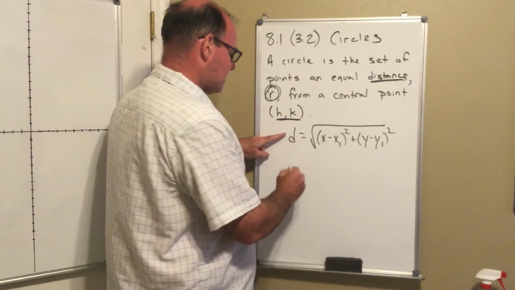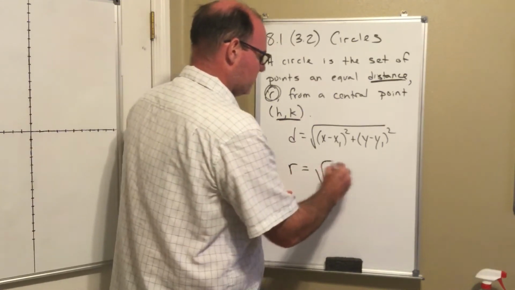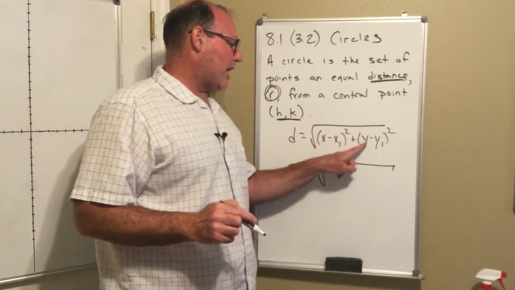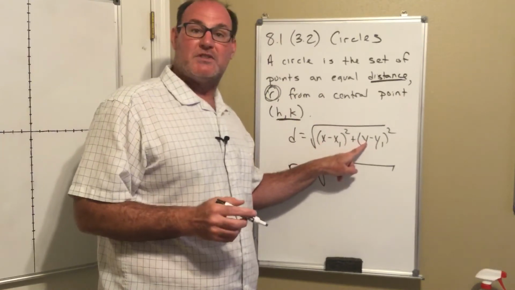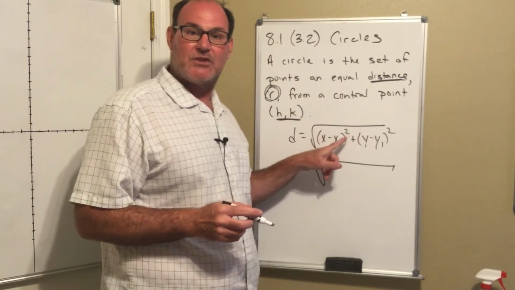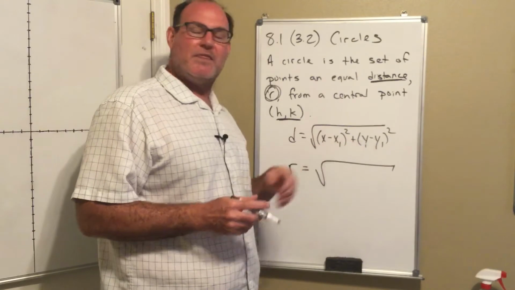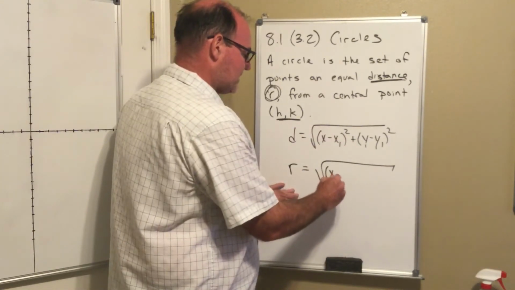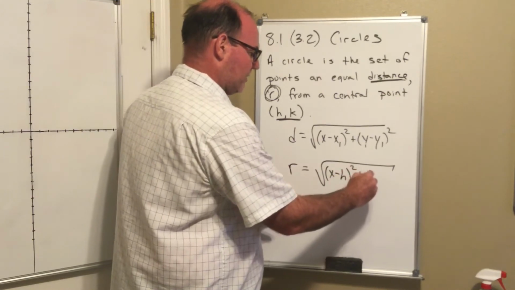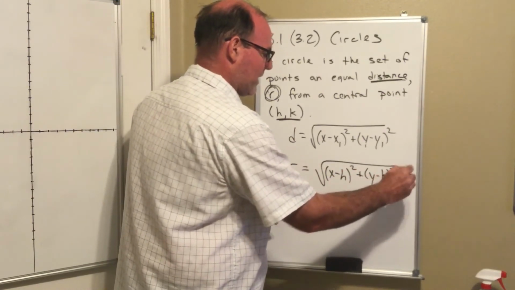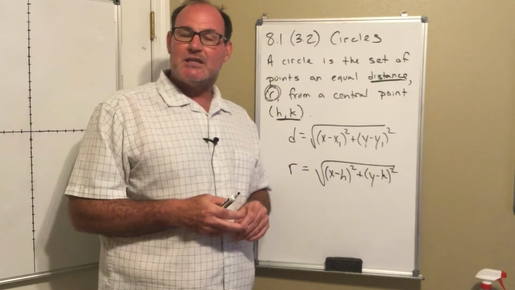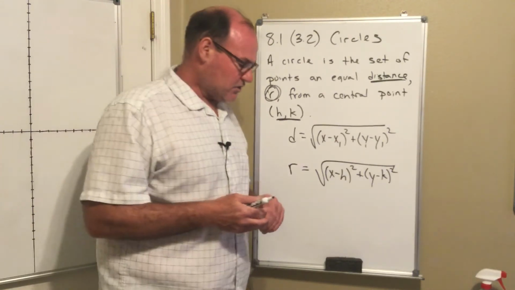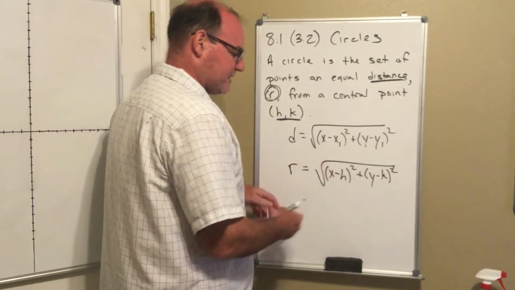So the distance r is equal to the square root of, now the x and the y are just going to be my variables that represent the points on the outside of the circle. The x1 and y1 are going to be my center point. And so we've got (x minus h) squared plus (y minus k) squared. We're not going to leave the equation like this. We're going to do one more thing. I'm going to go ahead and square both sides of this.